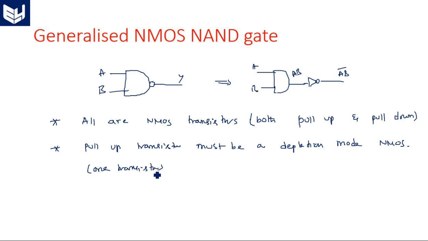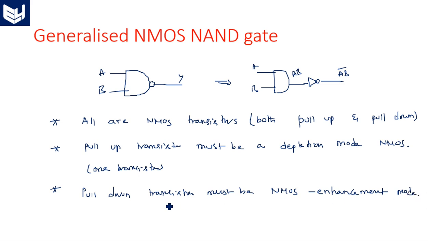I am clearly writing each and every statement so that you can easily design any type of logic circuit. The pull up is connected between VDD and output. Pull down means between output and ground. The pull down transistor realization must be NMOS enhancement mode.